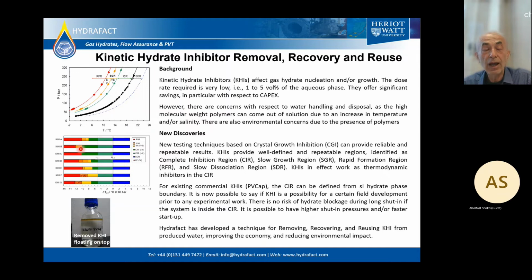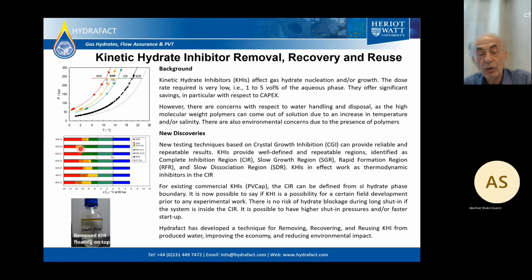And you might say, why haven't they done it before? The reason is that water containing MEG will go to the regeneration unit. And temperature in the MEG regeneration unit can be 160 degrees. And KHIs are polymers that can come out of solution at 40 degrees.